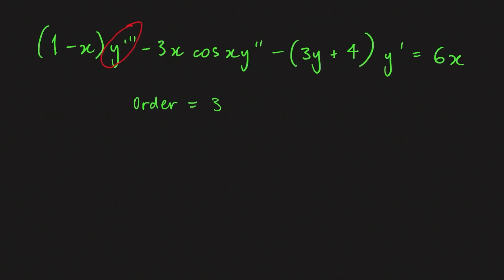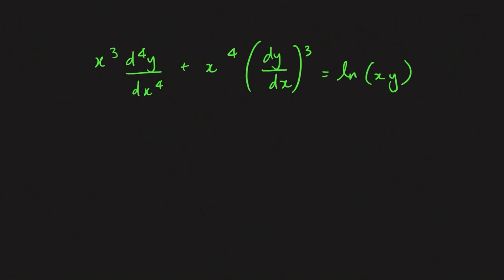Now if we want to determine the linearity of this, in this equation, this is non-linear. Because first of all, an equation is linear if all the powers of y and its derivatives is 1. As you can see here, we have y that has a power of 3, we have a y that has a power of 2, and so we cannot conclude that this equation is linear.